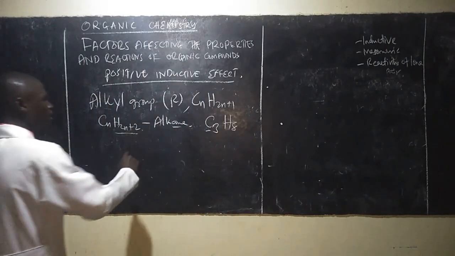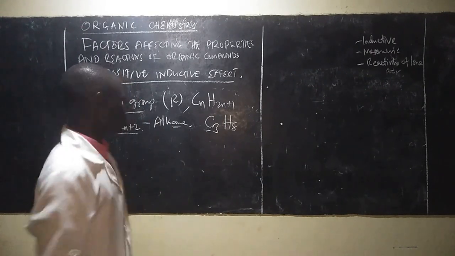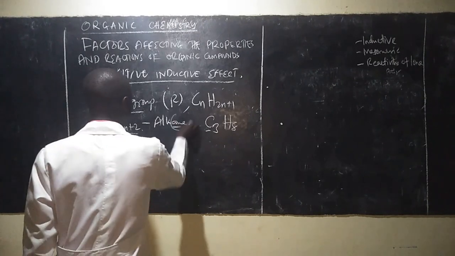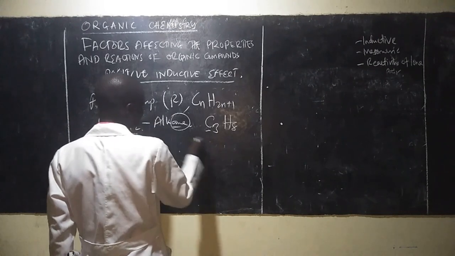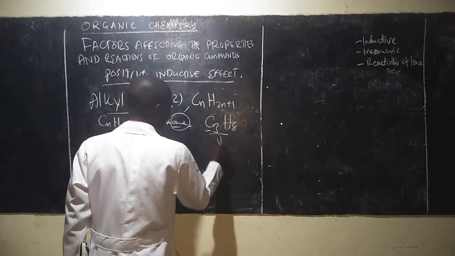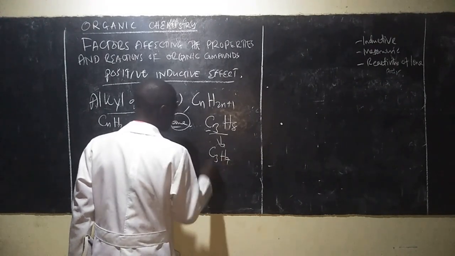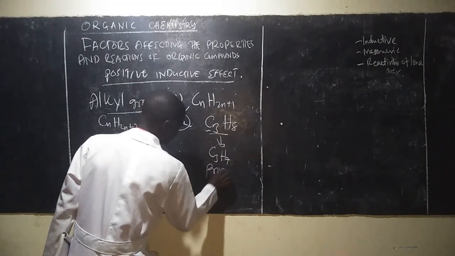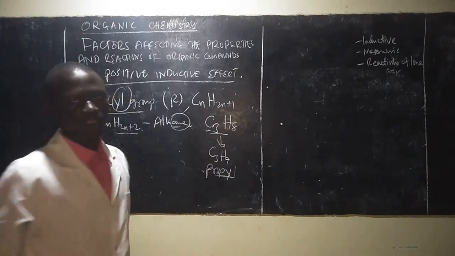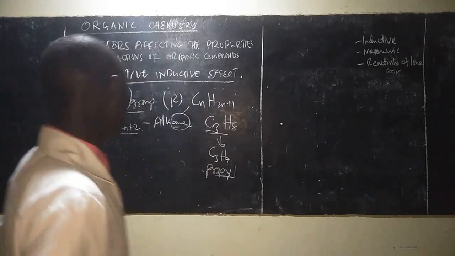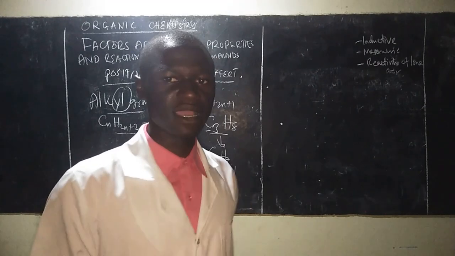Now from propane, we are getting an alkyl group which will be called propyl. So this is propane because it is an alkane. It contains the suffix ane, but from propane we are getting the alkyl group which is C3H7, which will be called propyl. Propyl, because it is an alkyl group, it will have the suffix yl. So I know most of you understand about the alkyl group, but some of you don't understand about the alkyl group.